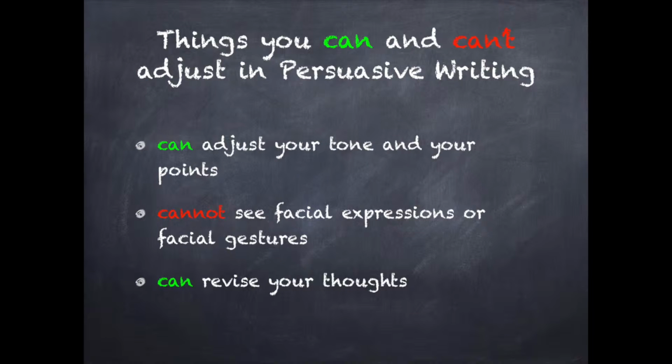In persuasive writing, you can adjust your tone and your points. You cannot see facial expressions or use facial gestures, but you can revise your thoughts. That's right. It's like performing in a play, but there's no one in the seats. That's why writing to persuade can often be very effective. Even though you can't see the other person, you can revise and tweak what you'd like to say.